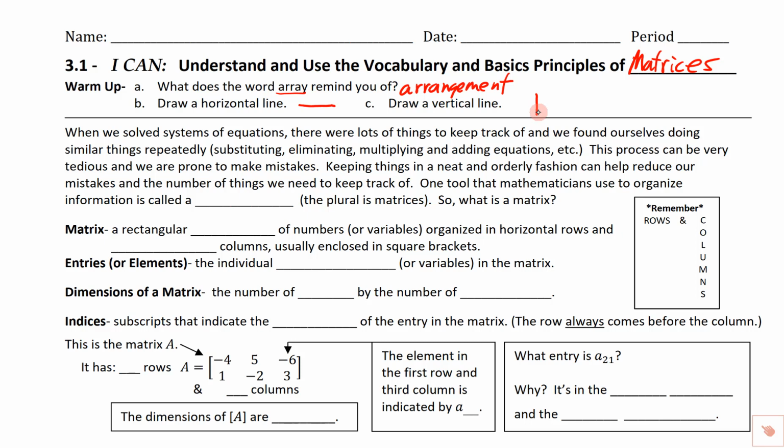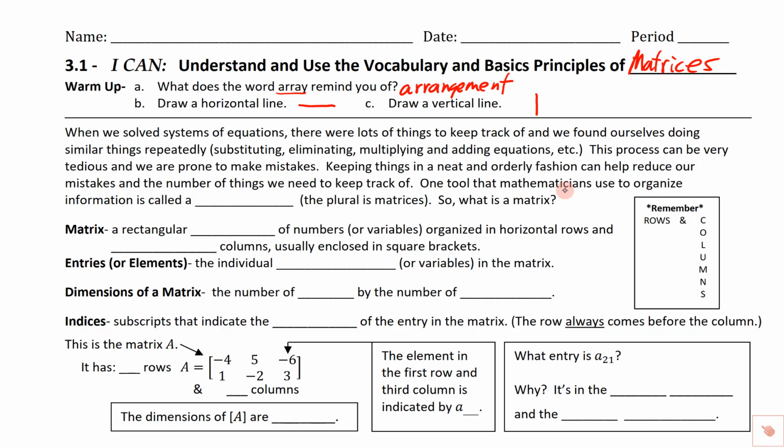Now, when we've solved systems of equations, which was what the last unit was about, there were a ton of things that we needed to keep track of. And we started doing the same thing over and over again. So, for example, we were substituting, we were eliminating, we were multiplying equations, we were adding equations, and so forth. And that type of process can be really tedious. It can be time-consuming, and we can be really prone to make some mistakes. But if we keep things neat and orderly, that can help us reduce the number of mistakes that we make and the number of things that we need to keep track of.